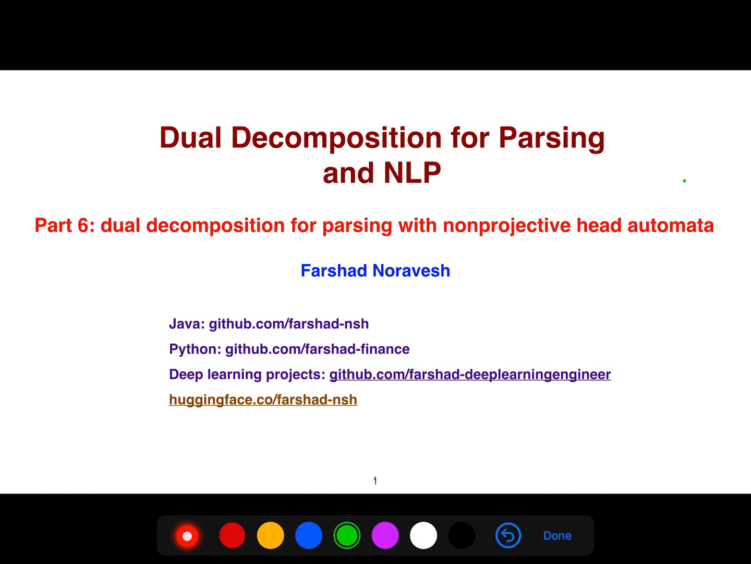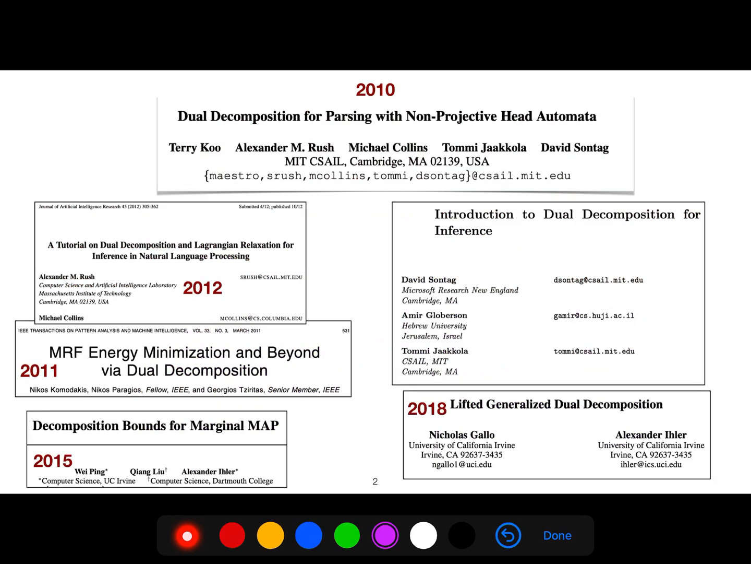Another article that has used dual decomposition is again for dependency parsing, but this one for non-projective cases, because for non-projective I mean these arcs cannot cross, so this one is not allowed. So how can we work on dual decomposition? You see, there are lots of algorithms for dual decomposition. For example, lifted generalized dual decomposition by a different group, of course, and this one is also by a different group.